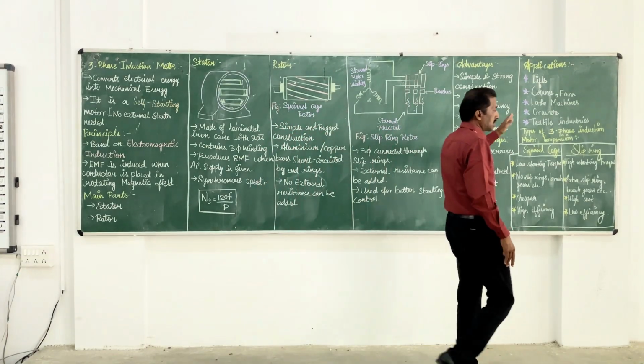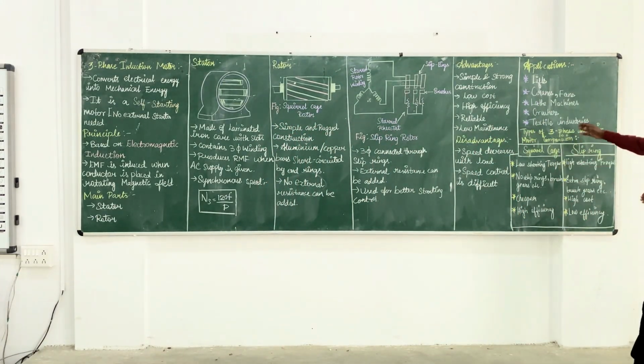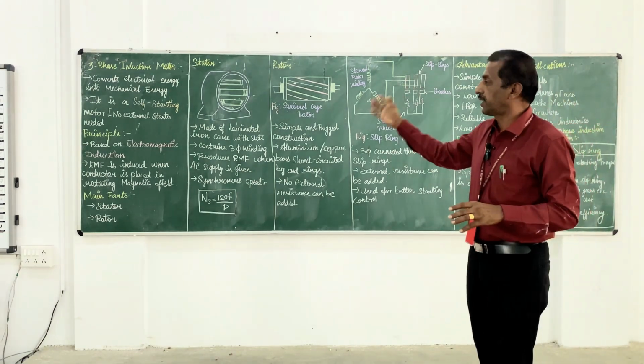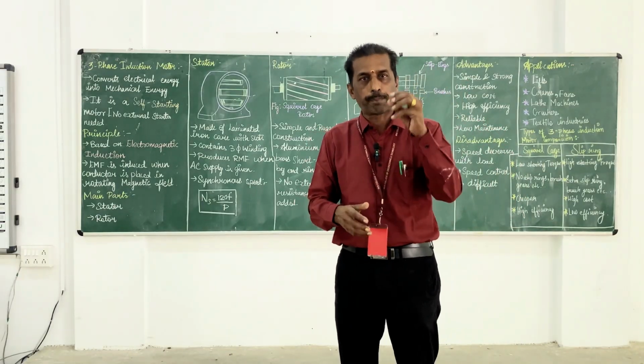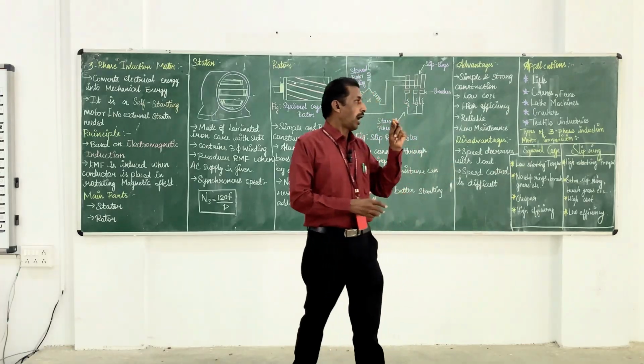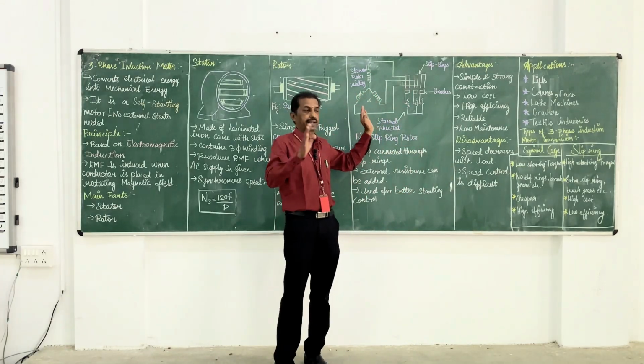So next are the applications. These are used for lifts, grain mills, fans, lathe machines, crushers and textile industries. See, all the major industries use the three-phase induction motor, particularly the squirrel cage induction motor. Only a few applications use the slip ring induction motor.